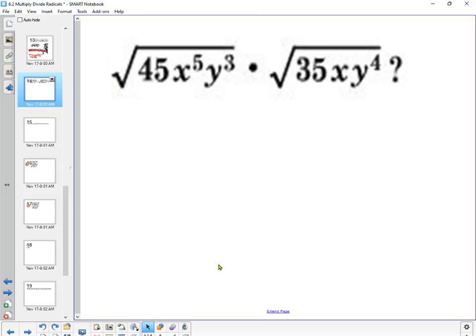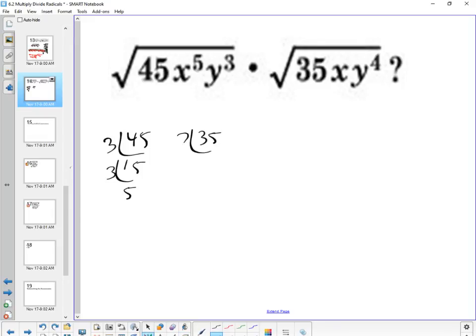Time flies when you're having fun. Here's the way I did this one. I did each number individually. Instead of multiplying them, I did 45 as 3, 15, 3, 5. And then the 35 is 7 times 5. So that means I've got 2 3s and 2 5s. That goes 15 outside. What gets to go back inside?